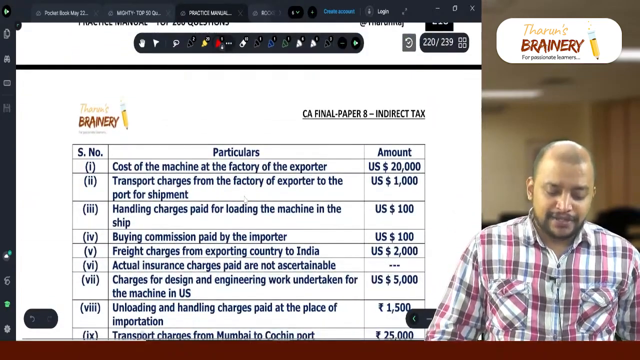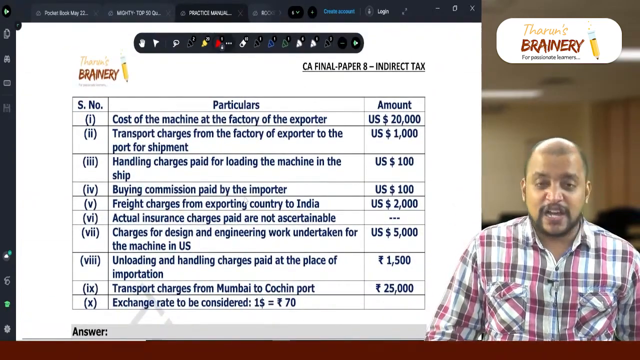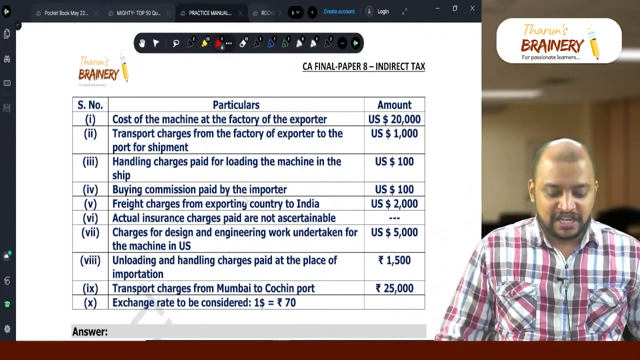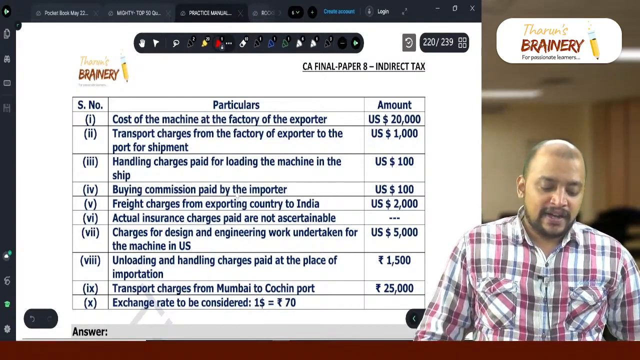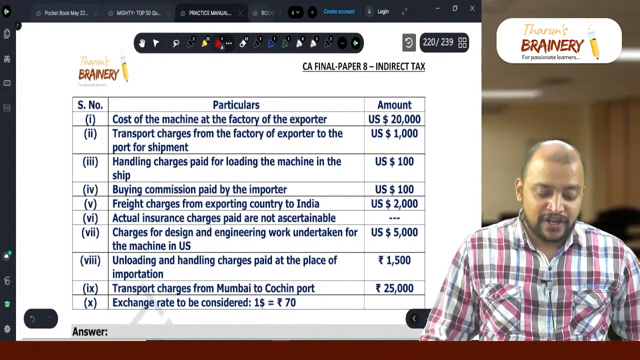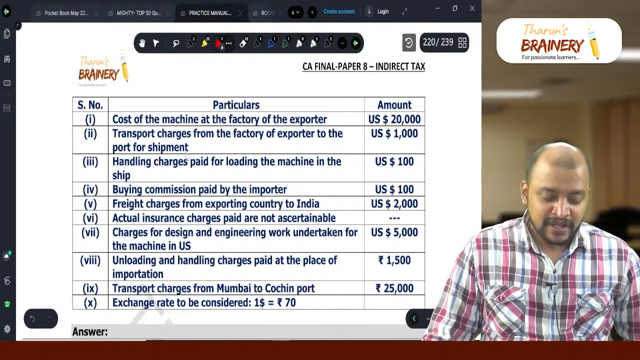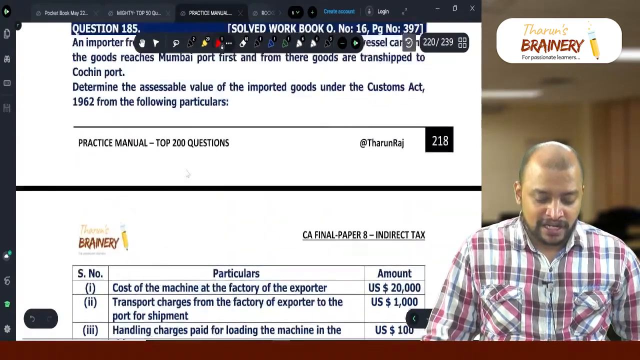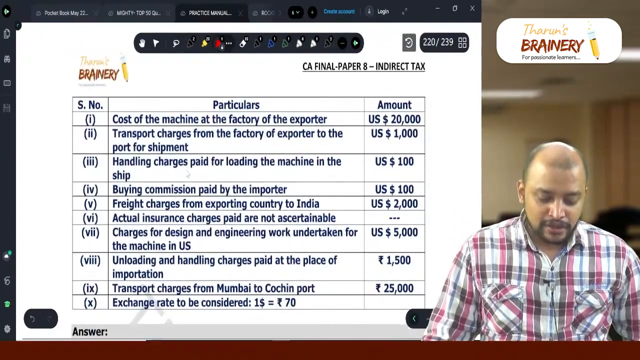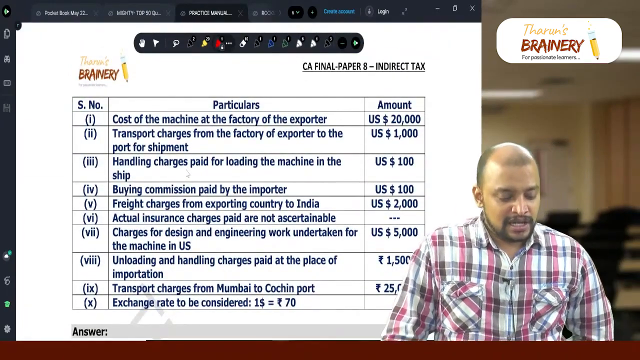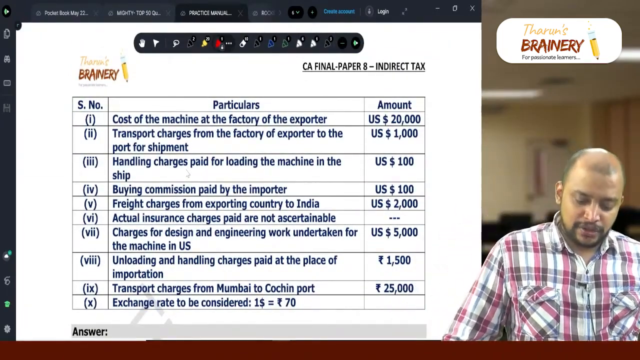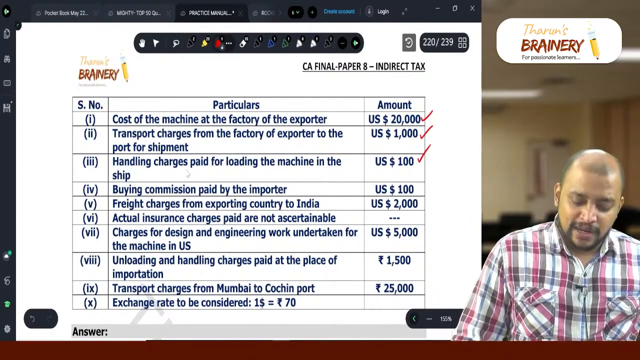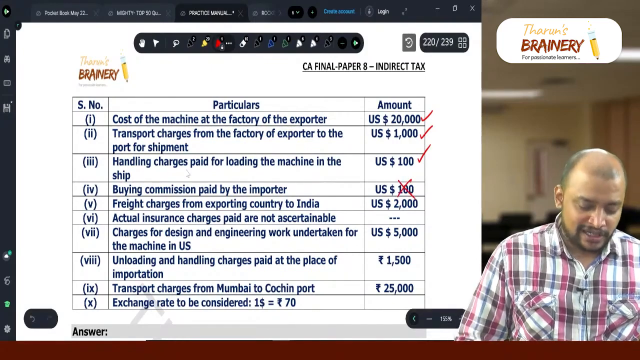So first, cost of the machine at the factory of the exporter. Transportation charges from the factory of the exporter to the port for shipment will come in FOB. Handling charges paid for loading the machine in the ship will also come. So 20,000, 1,000, 100. Buying commission paid by the importer will not come.